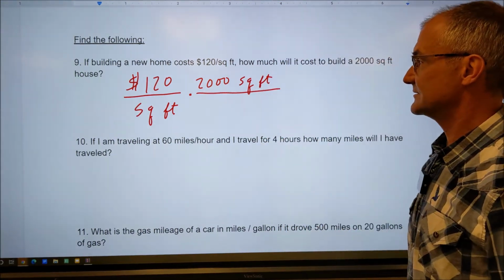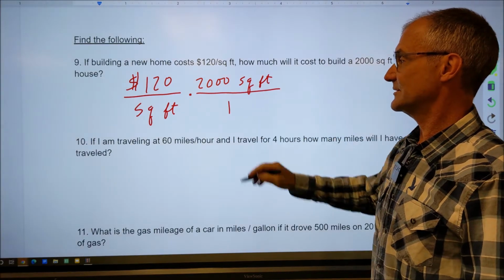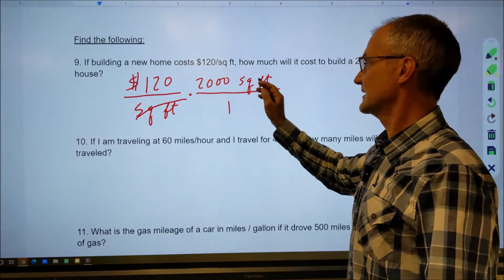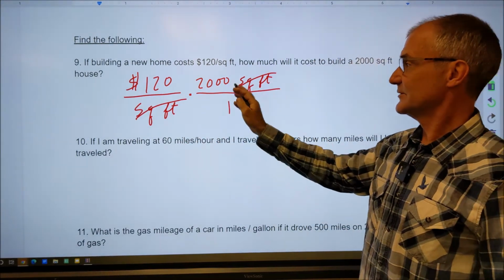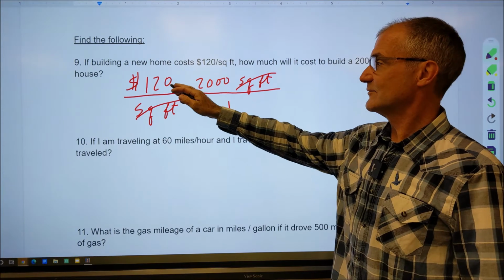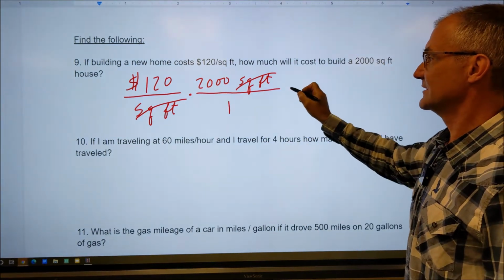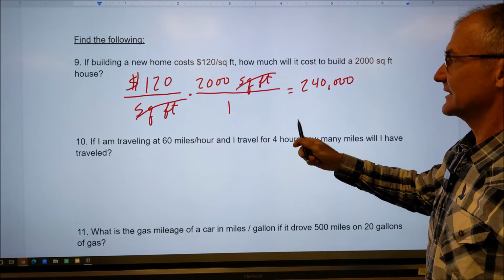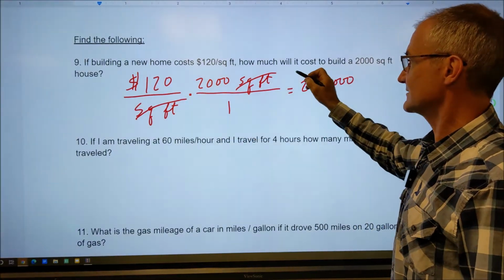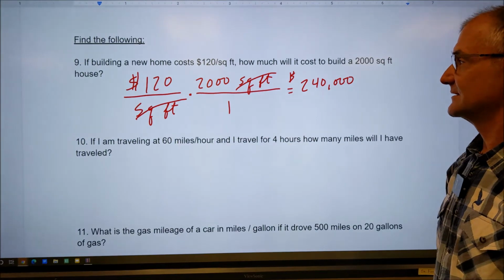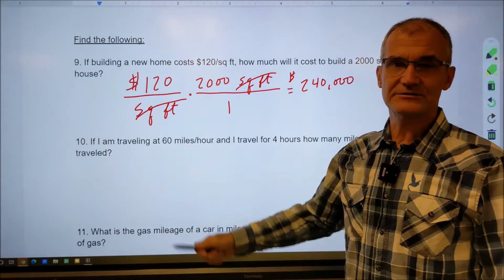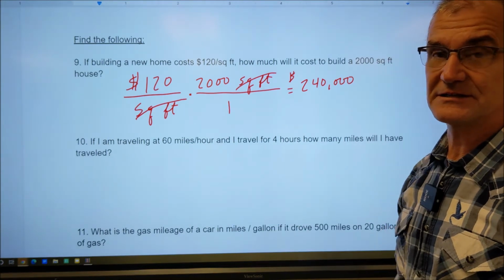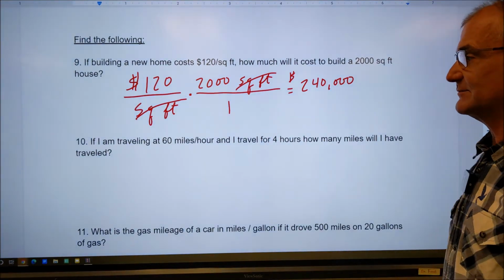Any integer like that is really that integer over 1 to make it a fraction. But I can see my units cancel, so square feet and square feet will cancel because they're in the top and the bottom. So I have 120 times 2,000, 240,000. And then the only units I have is dollars, and that's what I was asked to find. This idea of canceling units is really a big idea. When we get to the last few problems on unit changing, you'll see how we're going to keep doing that.